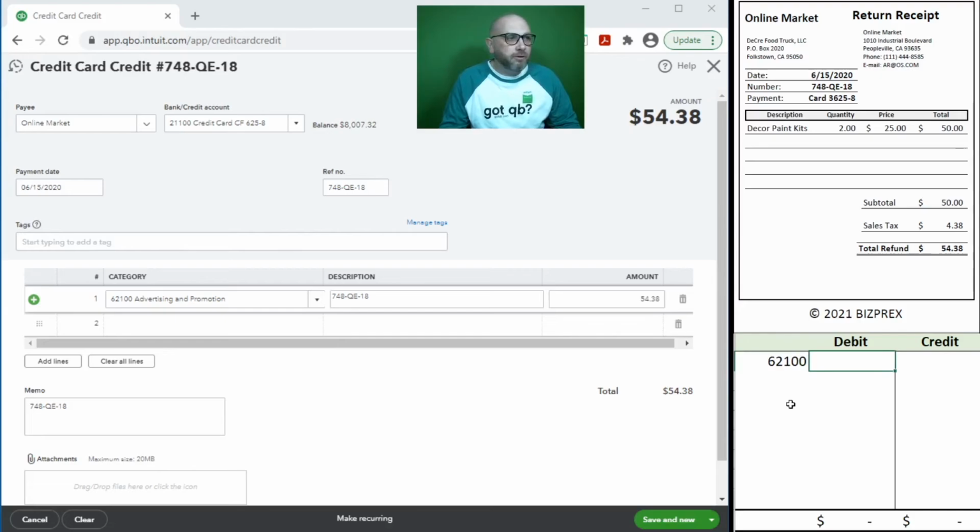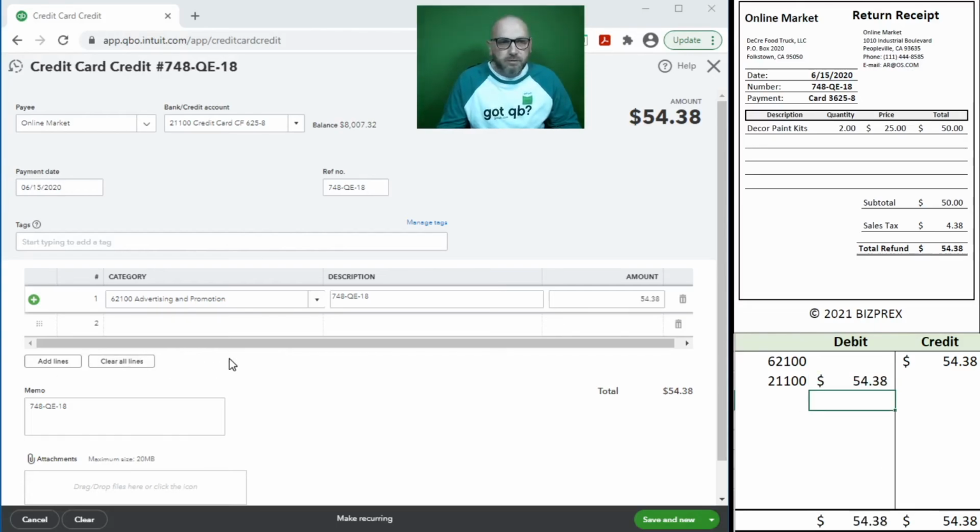What's happening? We're returning, again, DeCre paint kits, and therefore our expenses on advertising and promotion will be reduced. Expenses are reduced when credited, right? So let's go ahead and do that. What else is happening? Well, once we return it, the vendor, the online market, will refund our credit card balance, right, to our credit card company. They will issue a refund, and our liability will be reduced by $54.38, by the amount of that refund. So our liability, account 21,100, credit card liability will be reduced. Liabilities are reduced when debited.